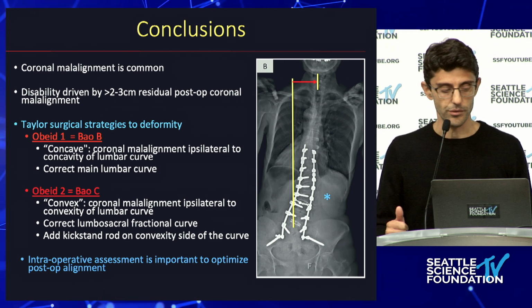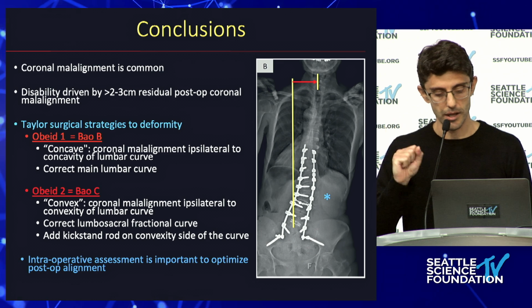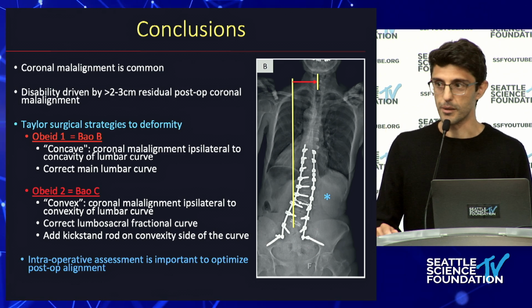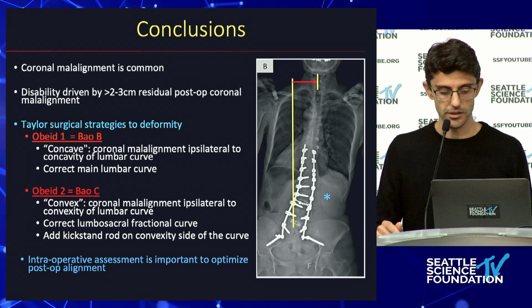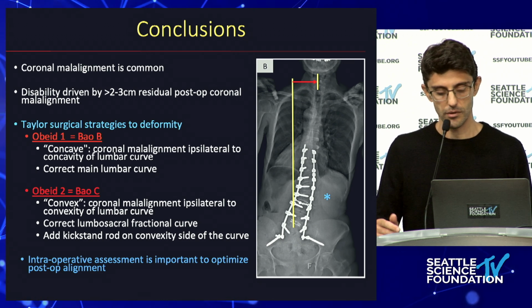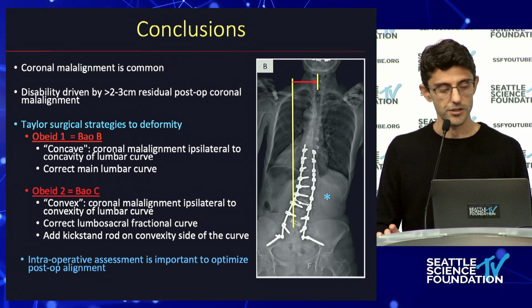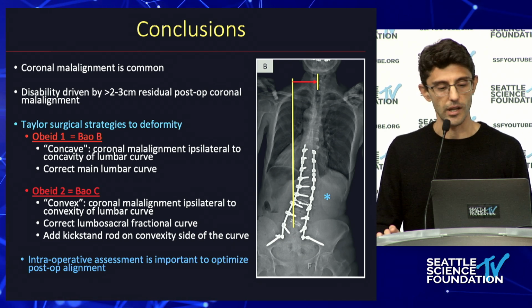OBIE type 1, BOW type Bs, the concave types, the correction should be at the mid-lumbar curve. OBIE type 2, or the BOW type Cs, or the convex types, all the correction should be at the lumbosacral fractional curve. Intraoperative assessment is important to optimize postoperative alignment.